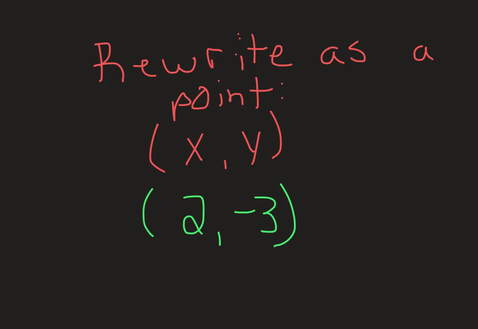To be able to find your answer, rewrite as a point. A point can be written as x, y in parentheses. So our vertex would be 2, negative 3.